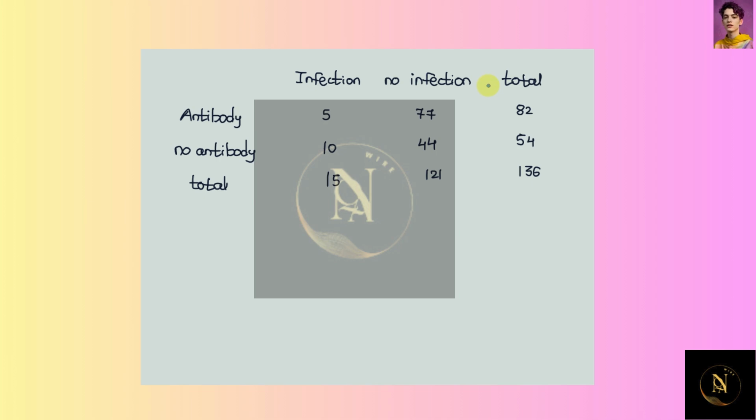Hello students, in this question we have been given this contingency table. Then by using that we have to determine whether the given data provide sufficient evidence to indicate that the injection of antibodies affects the likelihood of transfusion transmitted infections.